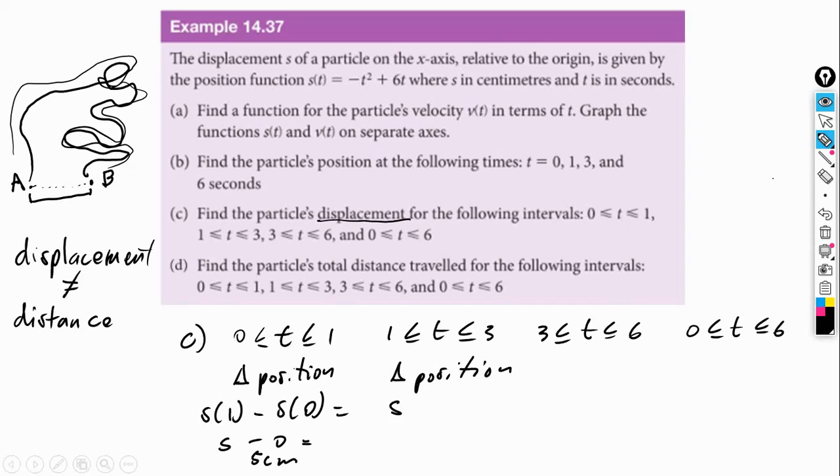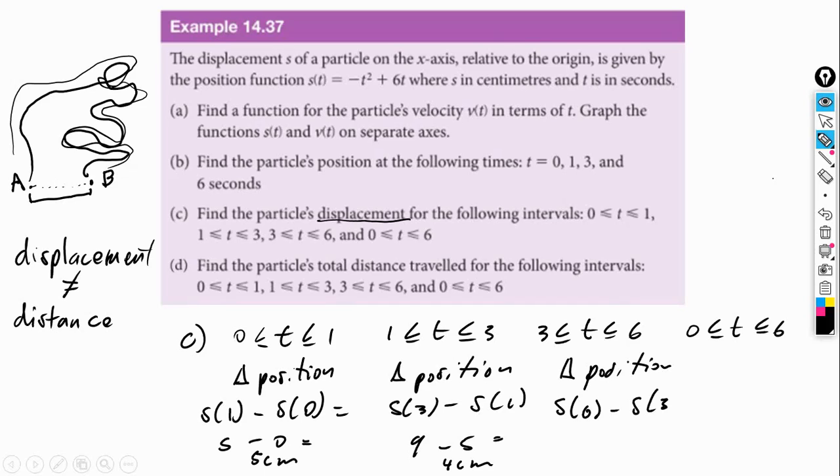So in this case, s of 3 minus s of 1. And in this case, it's going to be 9 minus 5, which is equal to 4 centimeters. Notice that we just keep doing the same thing, right? Change in position, which is the displacement. So s of 6 minus s of 3, and s of 6 we said was 0, right? 0 minus 9, and this would be negative 9 centimeters.